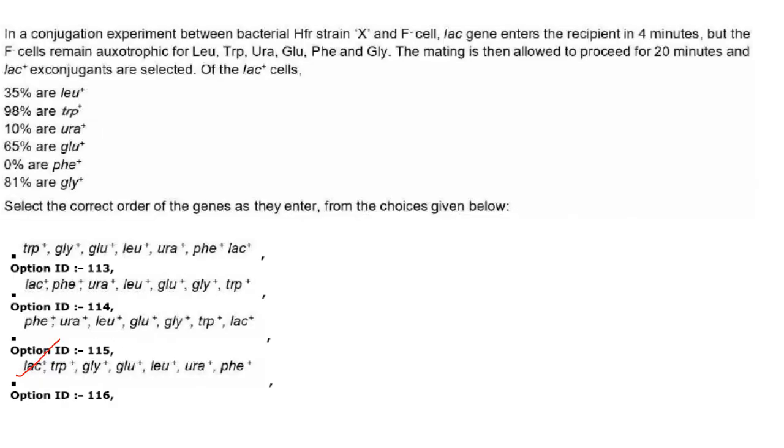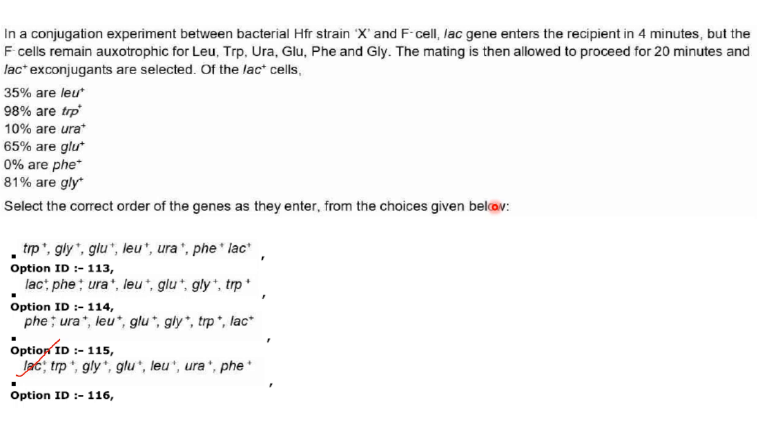Then next one. In a conjugation experiment between bacterial Hfr strain X and F- cell, the lac gene enters the recipient in 4 minutes. So that is the first gene to enter. But the F- cell remains auxotrophic for leucine, tryptophan, URA, glycine, glutamic acid, phenylalanine. The mating is then allowed to proceed for 20 minutes and the lac plus X conjugates are selected. Of the lac plus cells, select the correct order of the genes as they enter from the choices given below.